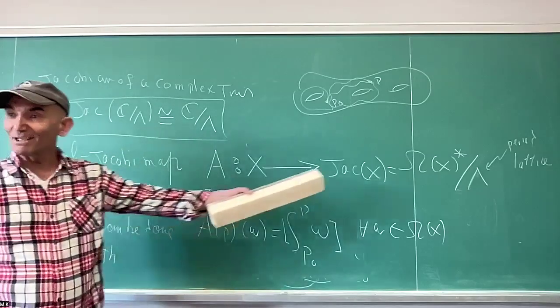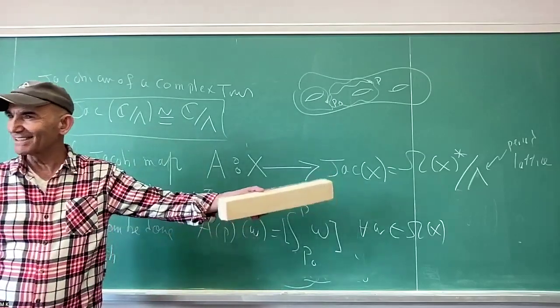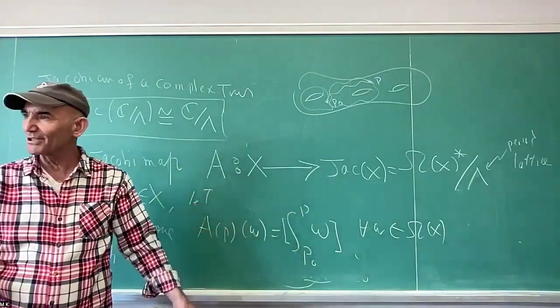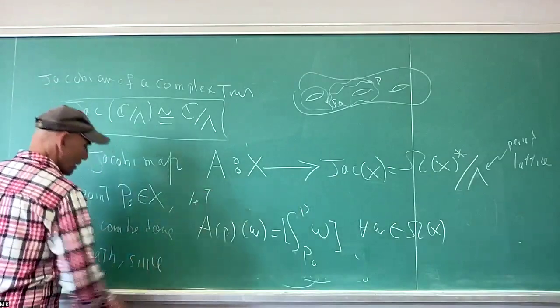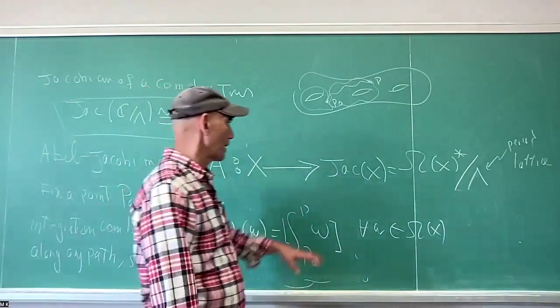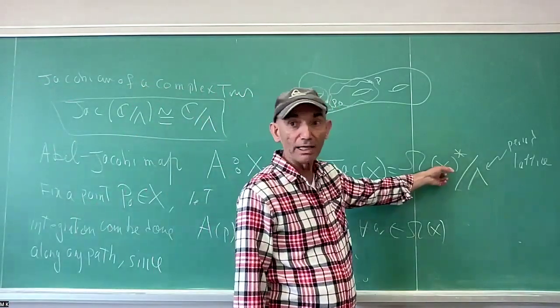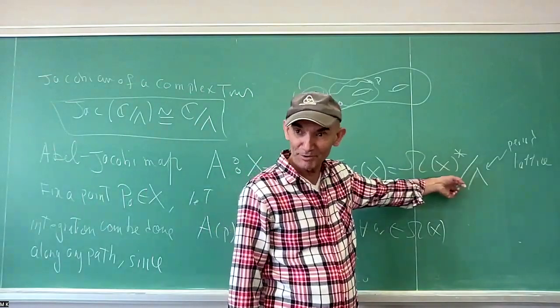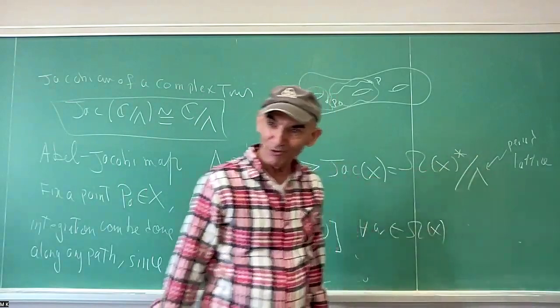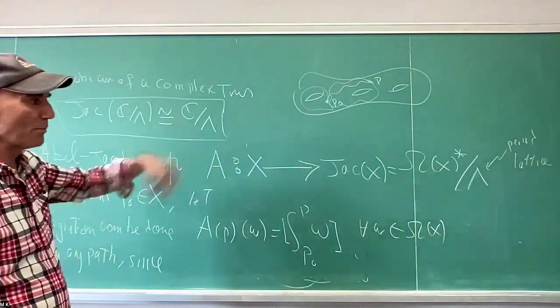Because you are dividing by lambda, by the period lattice. The difference between two things is in the period lattice. Since we don't want to define something in omega of x star, such a map actually doesn't exist. If you divide by the period lattice, it's well-defined, and only then. To kill the ambiguities, right?